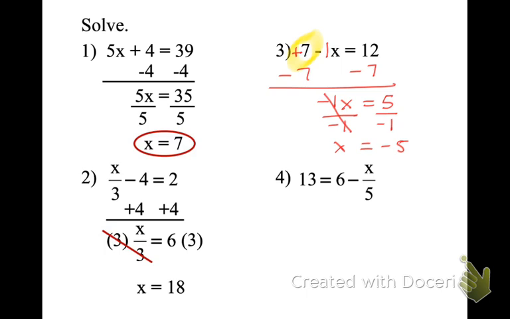Now let's try the next one. We have to get rid of the 6 first, so subtract 6. 7 equals negative x over 5. Now we have to do 2 things. We have to get rid of the negative and the 5. So look what I'm going to do. Multiply both sides by negative 5. Negative times negative, and now I'm left with negative 35 equals x. Sorry.